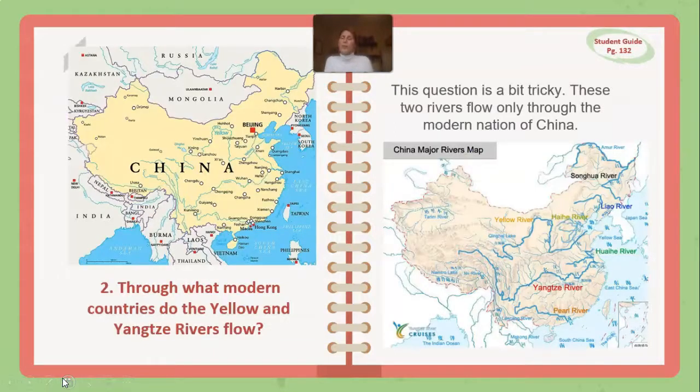Question number 2. Through what modern countries do the Yellow and Yangtze rivers flow? So this question's a bit tricky. These 2 rivers flow only through the modern nation of China. Okay, so they only flow through the modern nation of China, and you can see there on the map where those rivers flow.